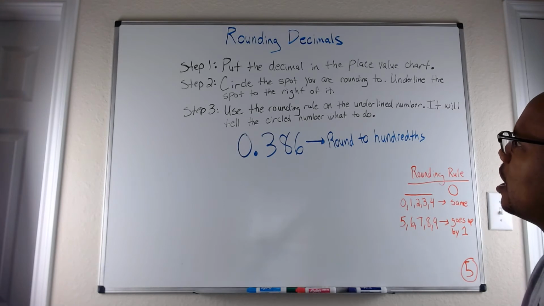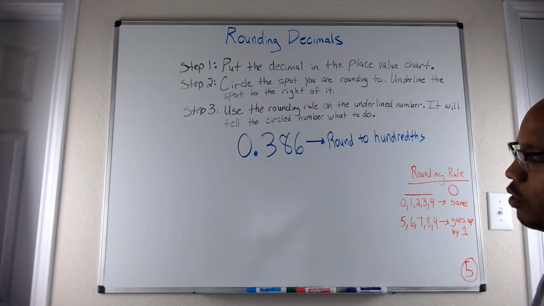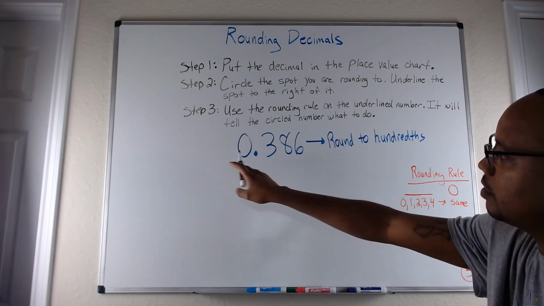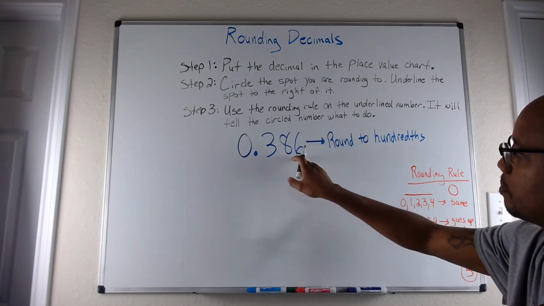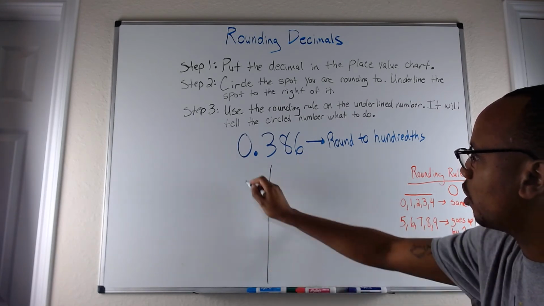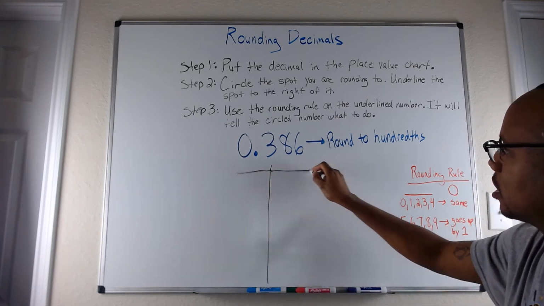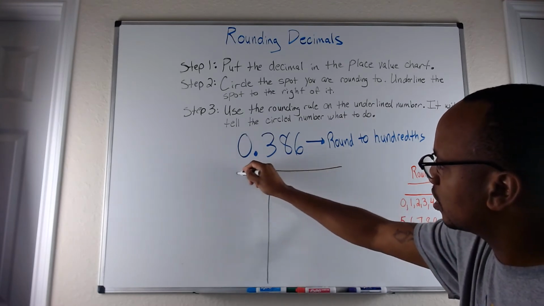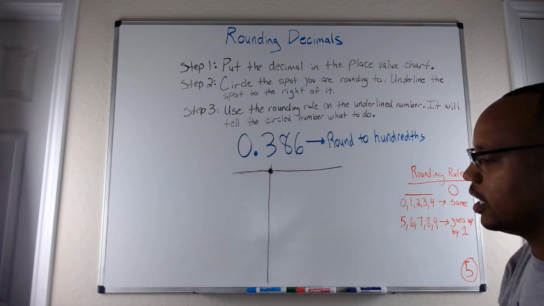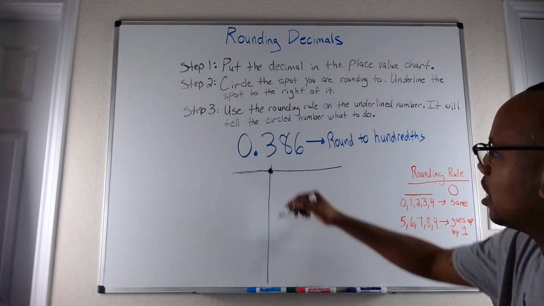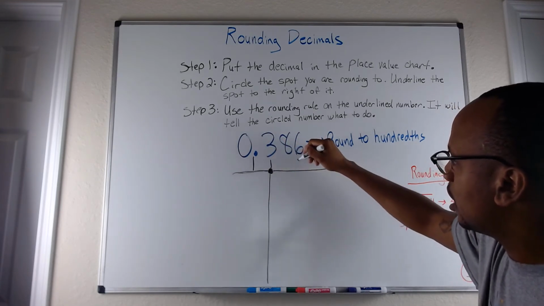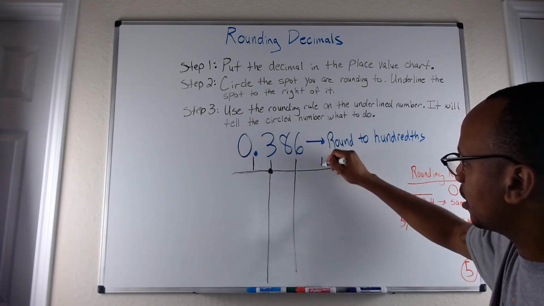All right. Step 1, put the decimal in the place value chart. All right. So I'm looking at my decimal. Let me see. I got 1 spot to the left of the decimal point. Then I got 3 spots to the right. All right. So I'm going to draw my place value chart. I'm going to start off with a T. Put my decimal point in the intersection of that T. And since I have 1 spot to the left, that's the ones place. And I have 3 spots to the right.